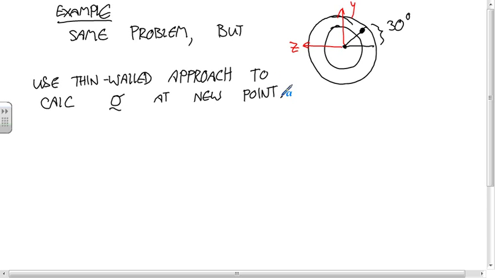Okay, so if you use what we've already done smartly, you can actually use the stress tensor we just calculated and just do this as a single rotation. So see if you can figure out how to do this. Compare answers to each other. It should only take a couple of minutes.